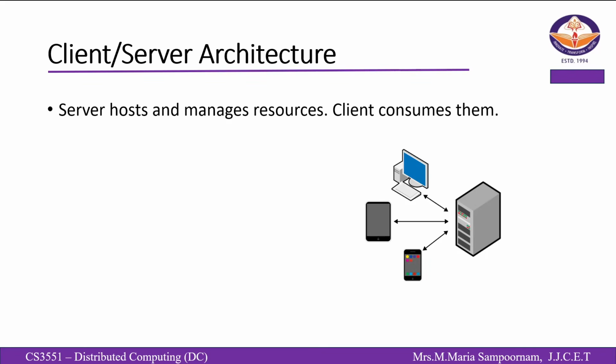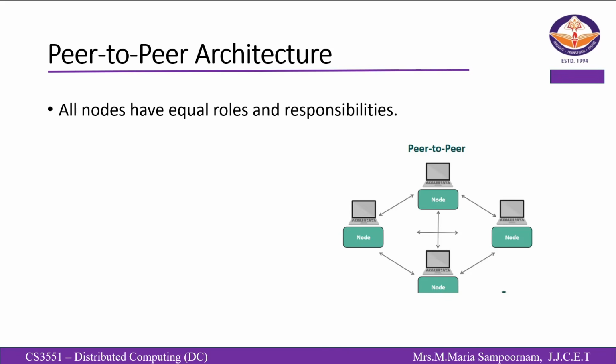Client-server architecture. This model separates the user, that means the client, from the provider. The client makes the request, the server provides the data or services. For example, when you search on YouTube, the browser is the client, and it sends the request to YouTube's server, which returns the video. It's simple but becomes a bottleneck if too many clients make requests at once.